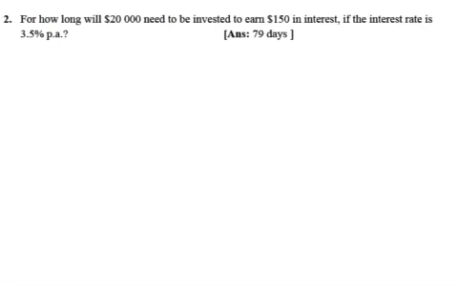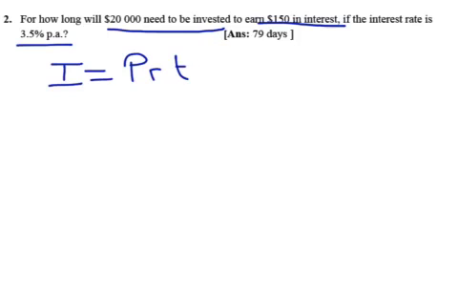Okay, next question. Write, for how long will $20,000 need to be invested to earn $150 interest if the interest rate is 3.5% per annum? Okay, so we start off the same way. Interest equals PRT. Now, you're told the interest is $150. See that in the question over here, there's $150. The principal we're told is $20,000.